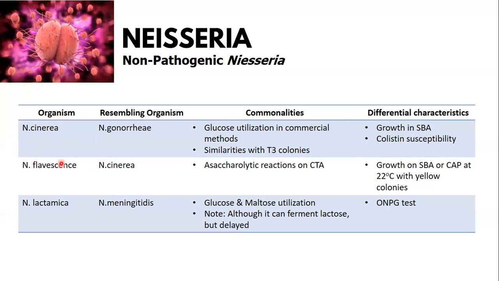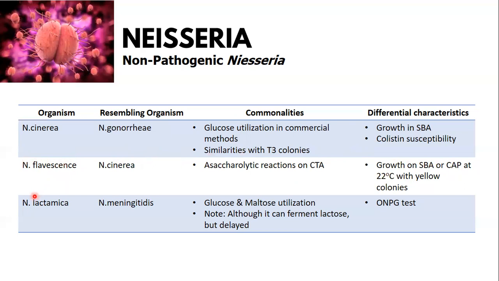N. flavescens and N. cinerea, although both are non-pathogenic, can be similar to each other in terms of their asaccharolytic reactions when tested for carbohydrate utilization using the conventional CTA medium. So to differentiate the two, take note that N. flavescens grows on sheep blood agar or chocolate agar plate at 22 degrees with yellow colonies because of the pigment that it produces.